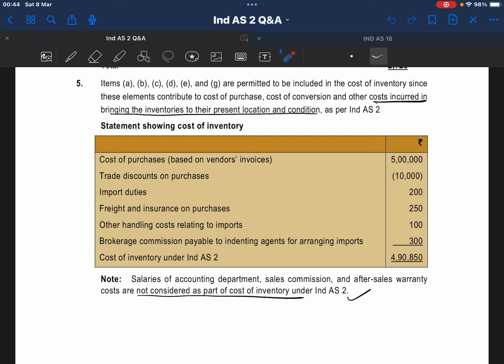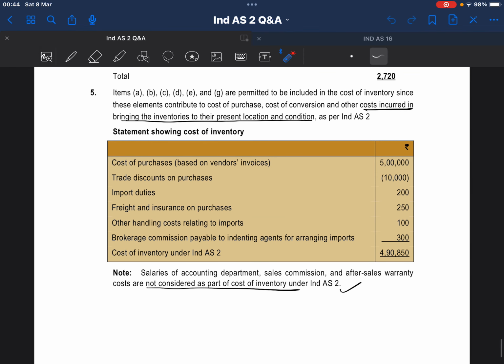That is it. This is the end of the illustrations to test your knowledge on Ind AS 2.